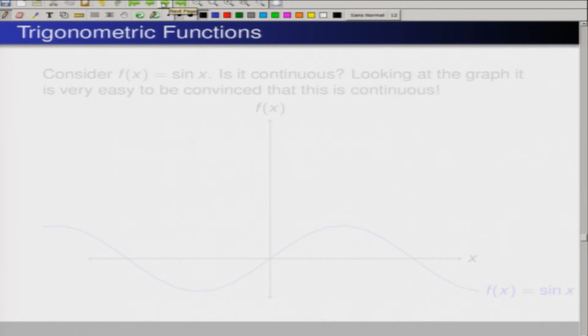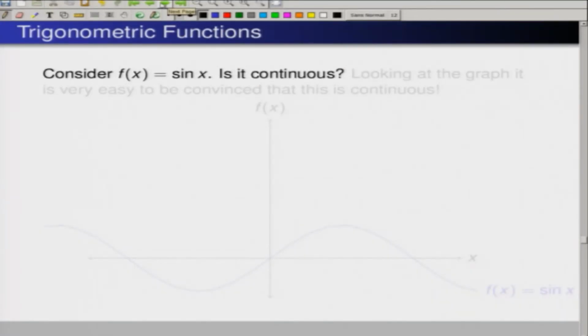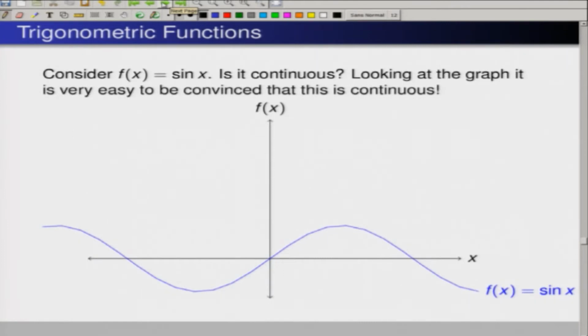Now, we have shown that polynomials are continuous functions. What about trigonometric functions? We know that if we consider sin x, then is it continuous? If you sketch the graph of sin x, you can see that this is a continuous function. It is very easy to convince oneself, but how do we prove it? We want to prove that limit x goes to a, sin x is equal to sin a.